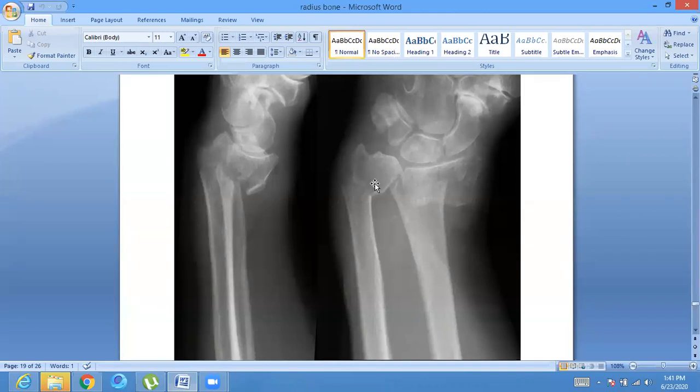So what is the difference between the Colles fracture and Smith's fracture? In the Colles fracture, the broken segment displaces posteriorly, dorsally. Whereas in Smith's fracture, what will happen? That broken fragment will displace anteriorly. Is it clear?